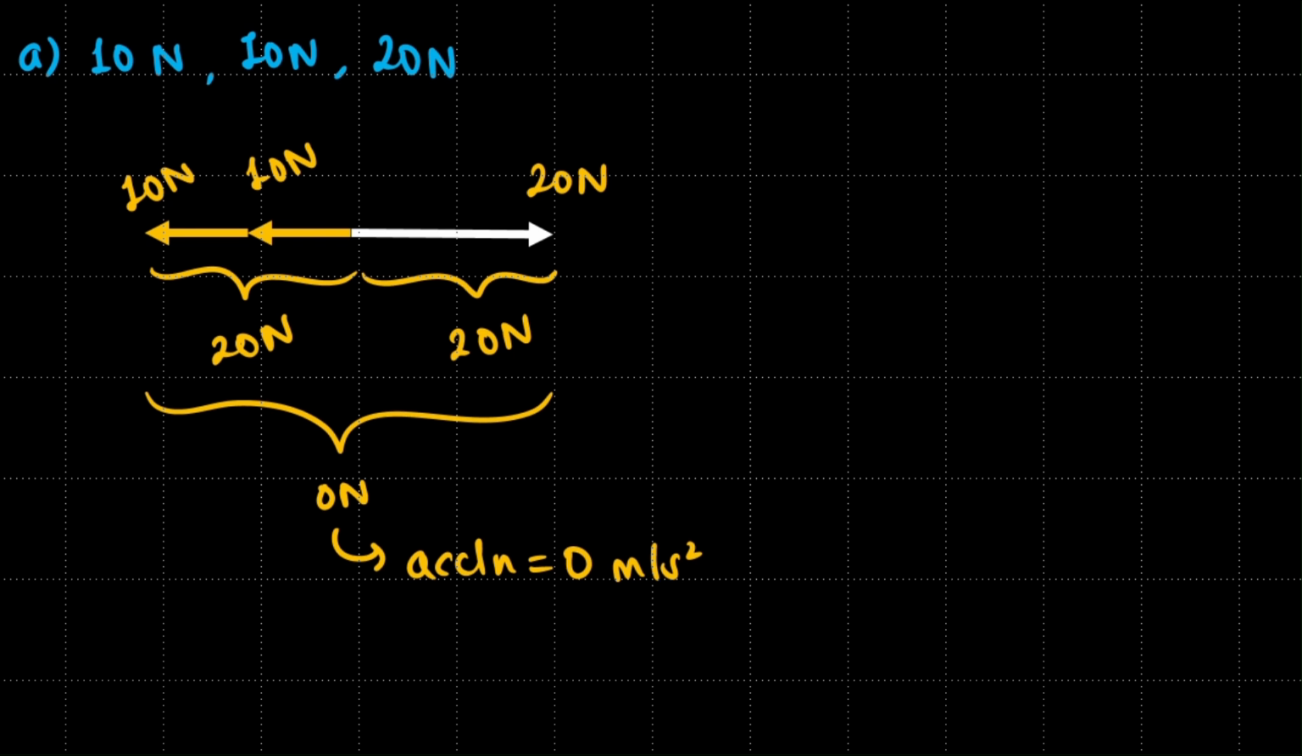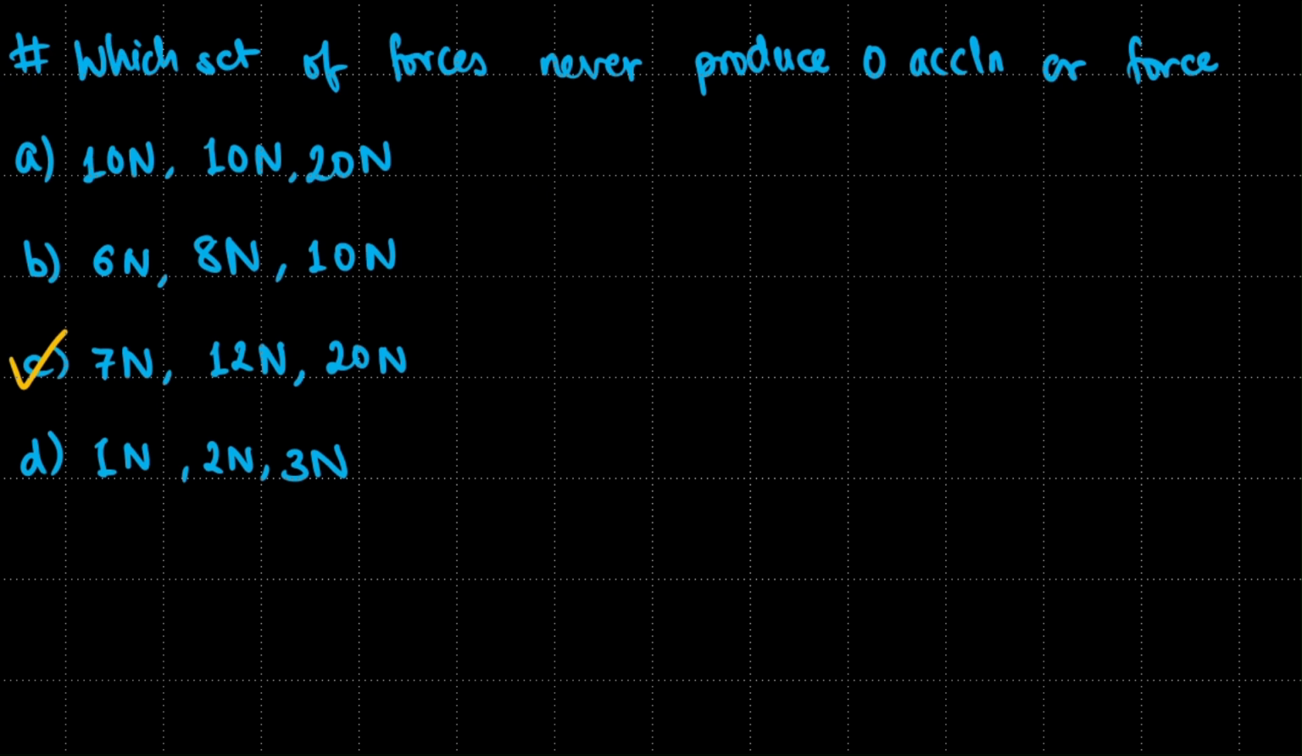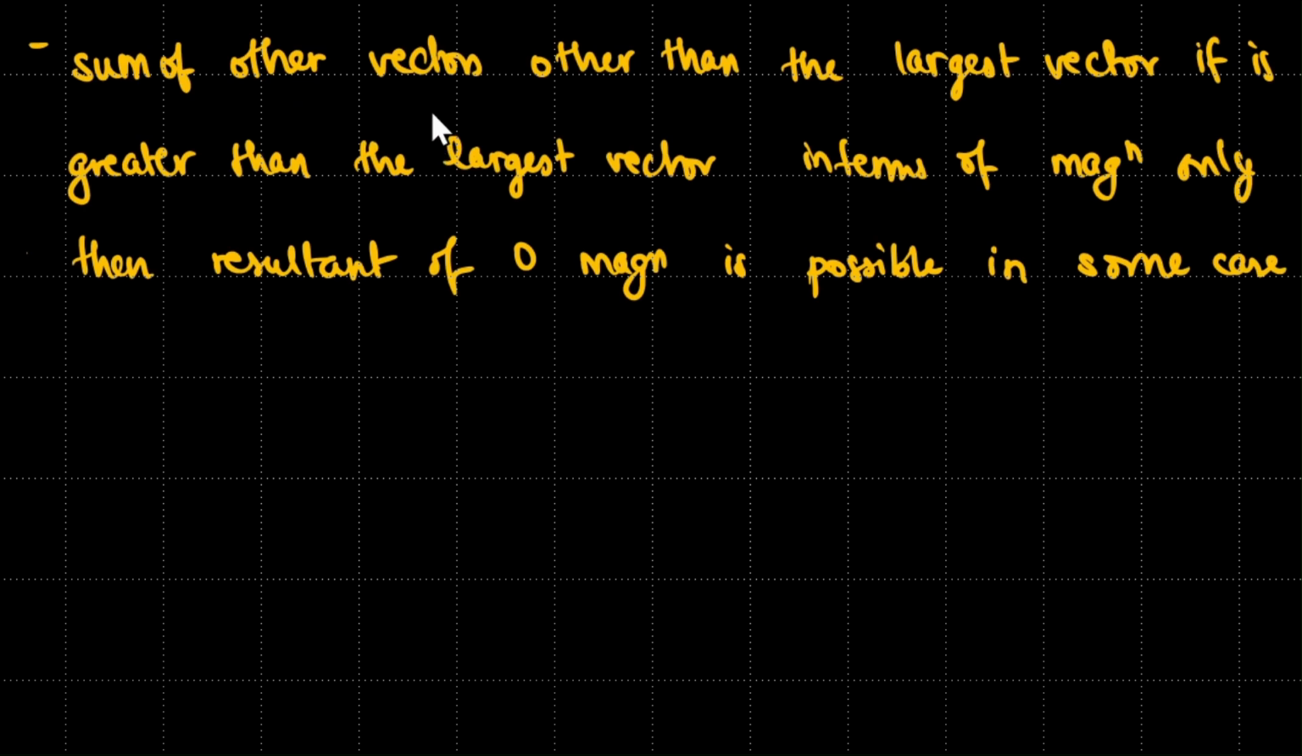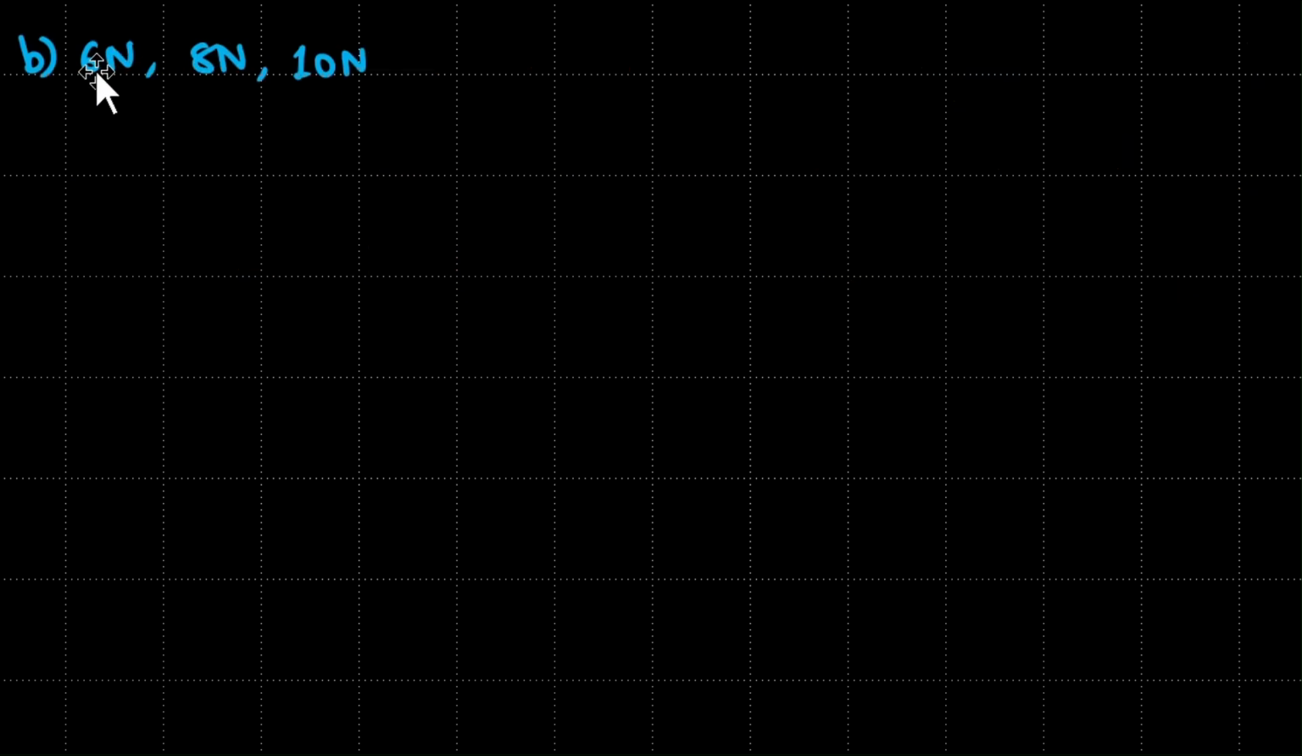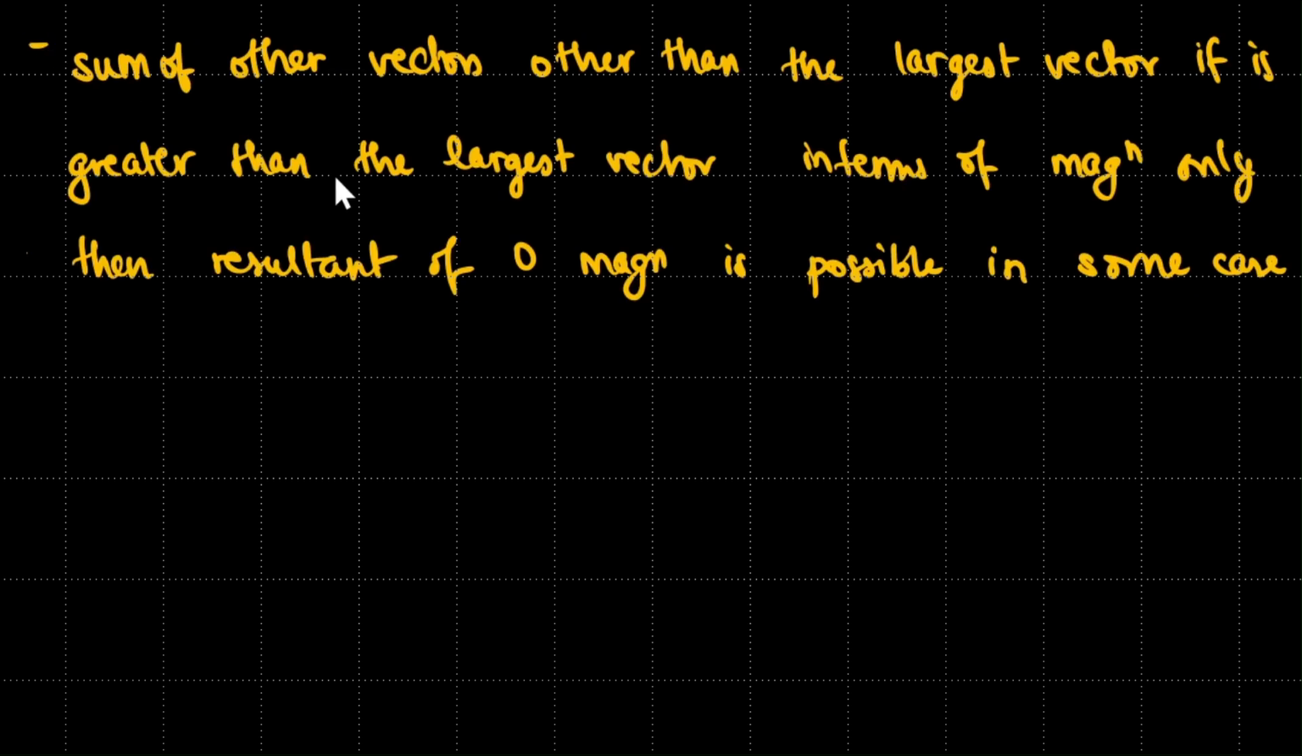So let's look at the second case, which is B: 6 newtons, 8 newtons, and 10 newtons. Before we look at this, we will have to look at this statement to understand why we are talking about this. The sum of the other vectors, other than the largest vector, so the sum of 6 and 8, is it greater than the largest vector in terms of magnitude only?